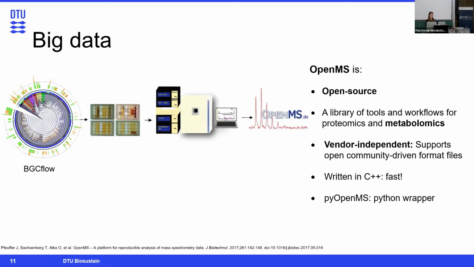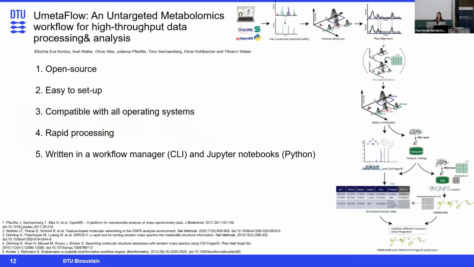So I started tailoring this workflow that became more and more complicated over the months. It's now called UMetaFlow. The paper is almost out. It's a non-targeted metabolomics workflow for high throughput data processing and analysis. Again, it's open source since I'm using OpenMS and open source tools in general. It's pretty easy to set up. It's compatible with all operating systems. It does rapid processing, as the title says, and you have two options.